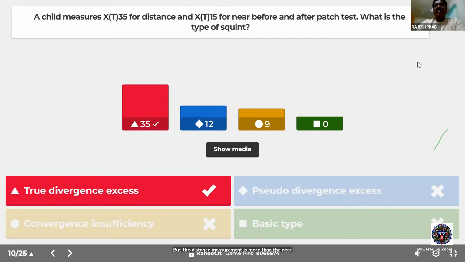Once you see a divergence excess, you have to do a monocular occlusion patch test. You patch one eye for 45 minutes and then again re-measure the squint for distance and near. If it remains the same, it is going to be true divergence excess, or if the value changes, then depending on the value, it is classified as basic or pseudo divergence excess. This is a very commonly asked question and you cannot miss this. So that is the purpose of putting this question.